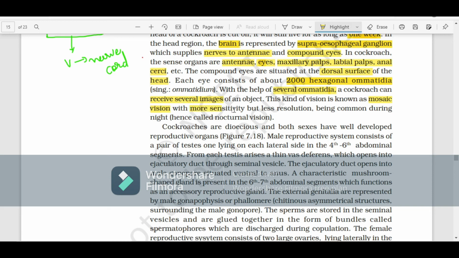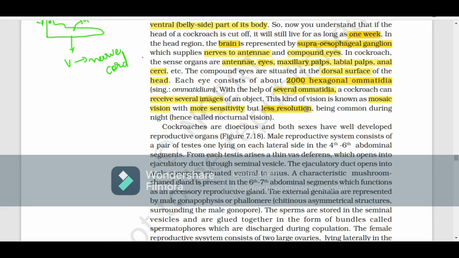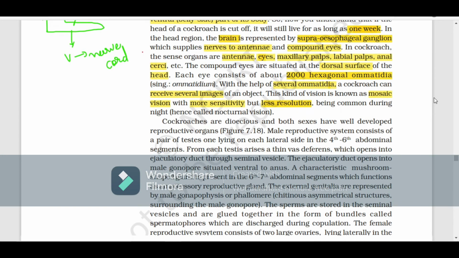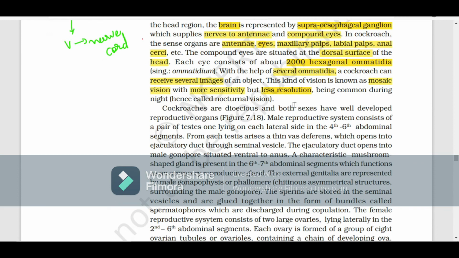And they have more sensitivity and less resolution. They're more sensitive with less resolution, meaning there's not much clarity. Resolution, you set the resolution right while seeing a video also. Likewise, the clarity is not much, they don't have clear vision. Being active during the night, it's called nocturnal vision. Yeah, the nocturnal omnivores we had seen previously itself.